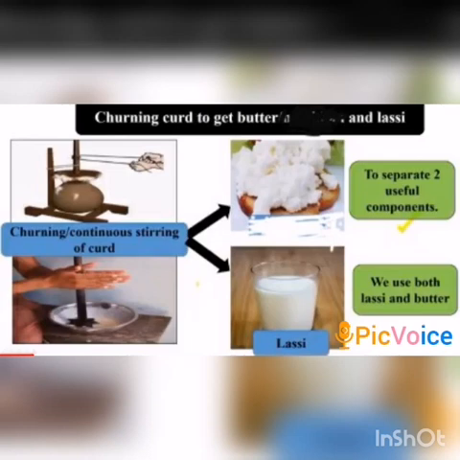By this separation method, we get two components, butter and lassi. In this separation method, we use both the components. Look at the picture, children. This is also a very familiar separation method. Yes, this is the churning of curd.